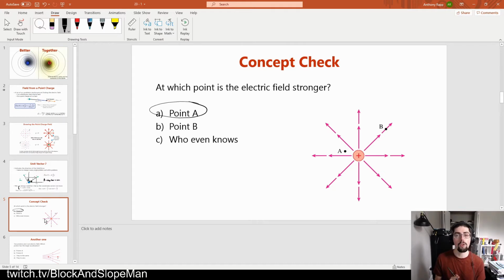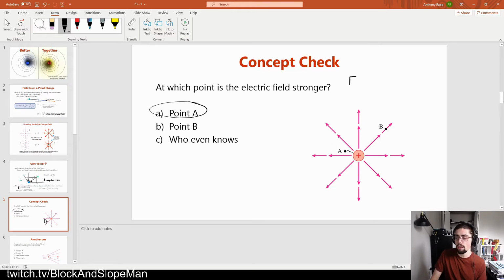I can do this in one of two different ways. Whether or not the field lines are actually here, I don't need to have any of the field lines drawn around this to know that point A is going to have the stronger field. Why? Because it's closer to the source, right? It's a shorter distance away from the charge itself.